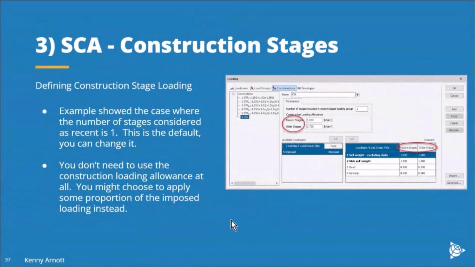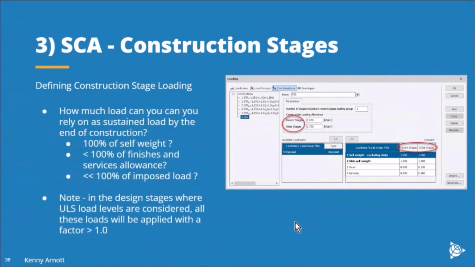So going back to the dialogue, we also, again in the demonstration, showed that the number of stages in the recent stages is 1. And in those figures that I just showed, again, it was 1. But you could put a couple of floors into the recent stages to indicate that you're not going to be loading them for some period of time, or you could choose to set that to 0 and just say all the load applies as soon as something gets constructed.